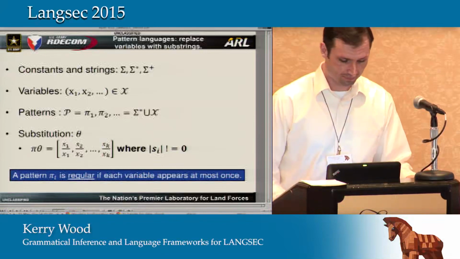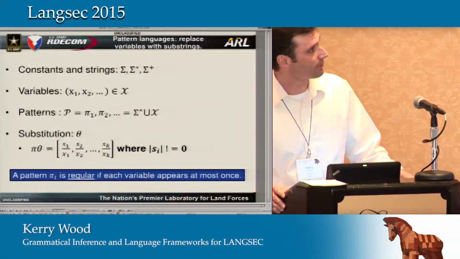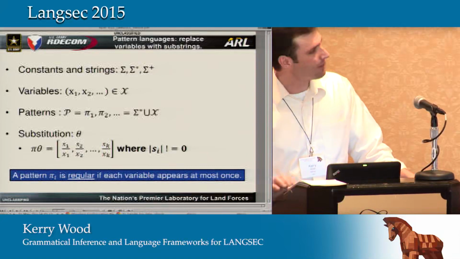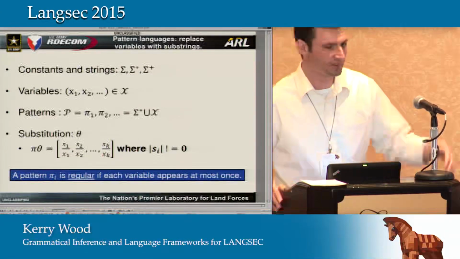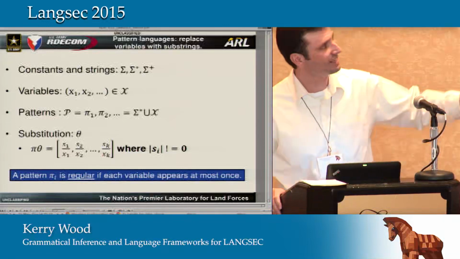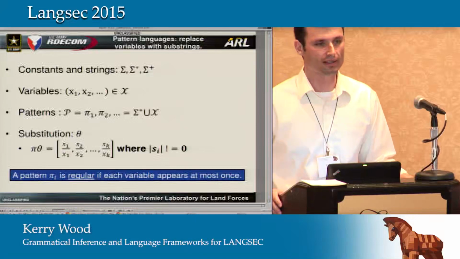You have some constants that turn into strings. We have variables, and then patterns are comprised of stuffing those variables into strings. You map out a substitution, and I'm just showing some of the notation pulled directly from the paper. Again, it's kind of a teaser. This is pretty standard notation. The key here is that empty substitutions are not allowed.